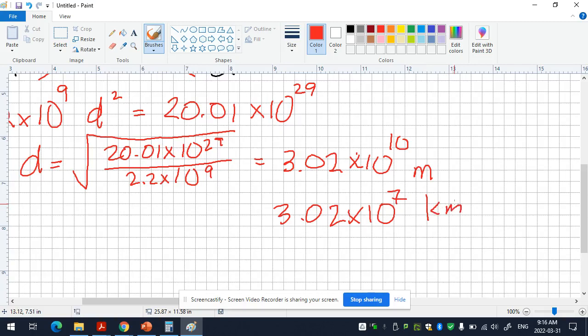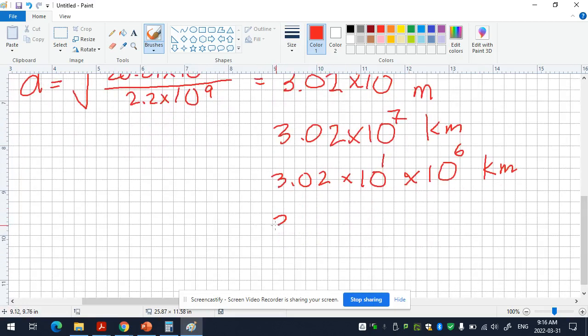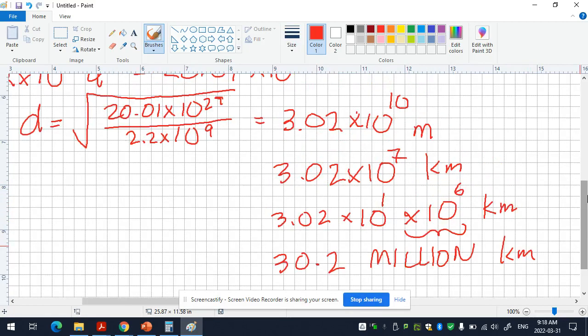Hey, let's play with the power of 10. I don't like 7. I like a multiple of 3. What's the closest multiple of 3 to 7? 6. So let's steal a 6, which means here I have to remain with a 1. 3.02, still in kilometers. I'm not doing scientific notation here. I'm just trying to give it a physical sense. So this is 30.2. What's 10 to the 6? Million. They are 30.2 million kilometers apart.